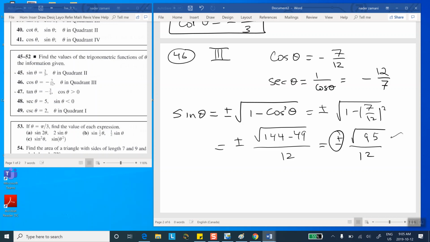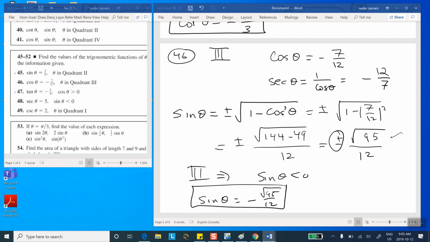The only thing is which one of these. Now, quadrant 3 implies that sine theta is negative, and therefore the correct algebraic sign is minus square root of 95 over 12. There we are. And immediately cosecant of theta is going to be 1 over that. So it's going to be minus 12 over square root of 95.